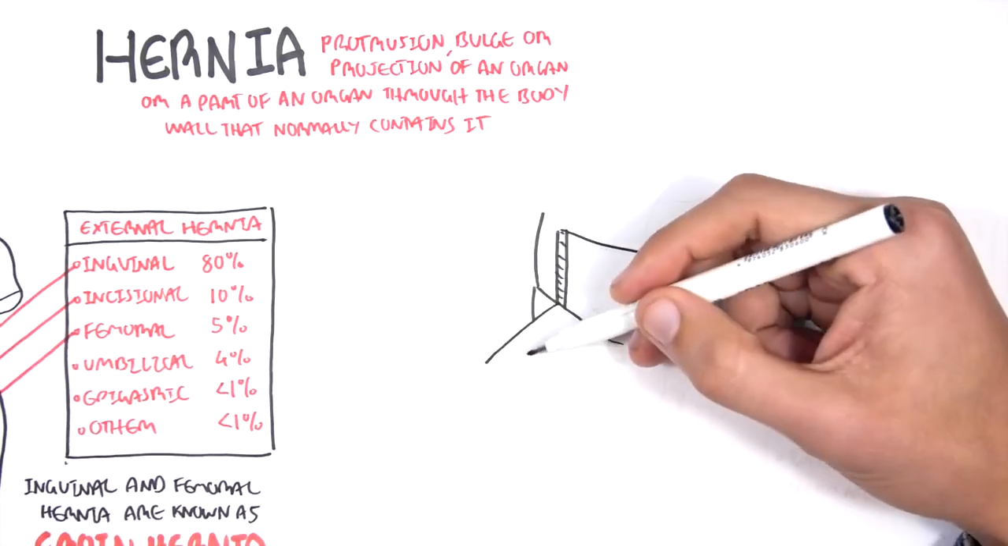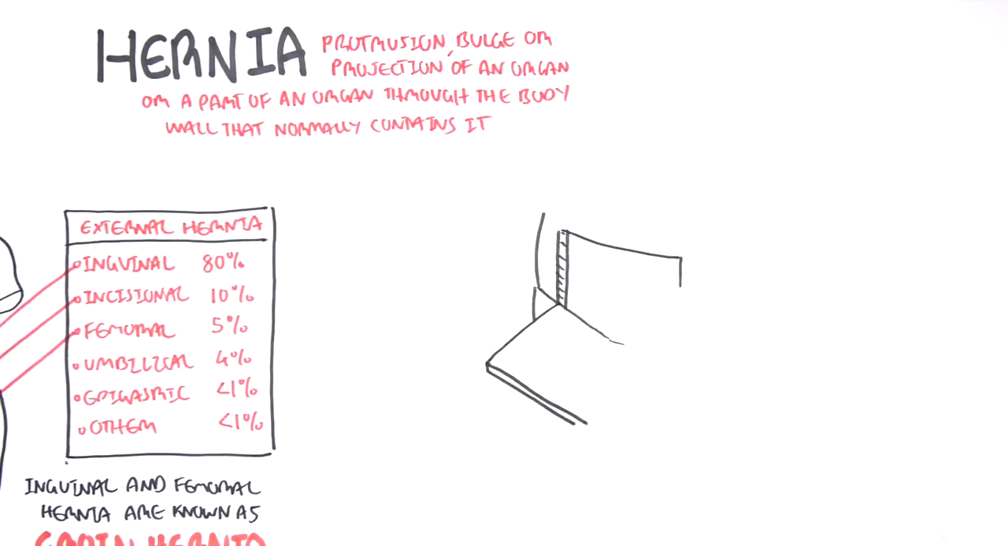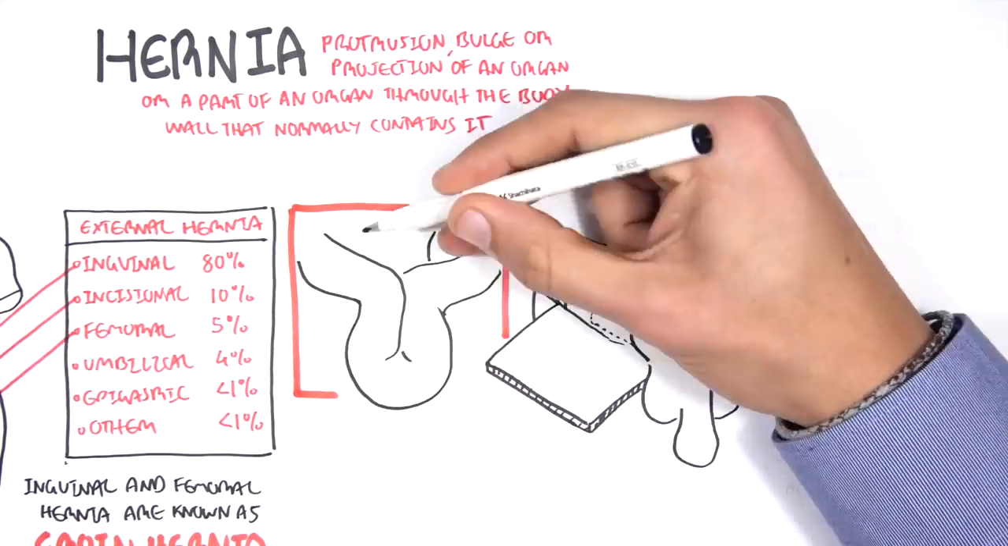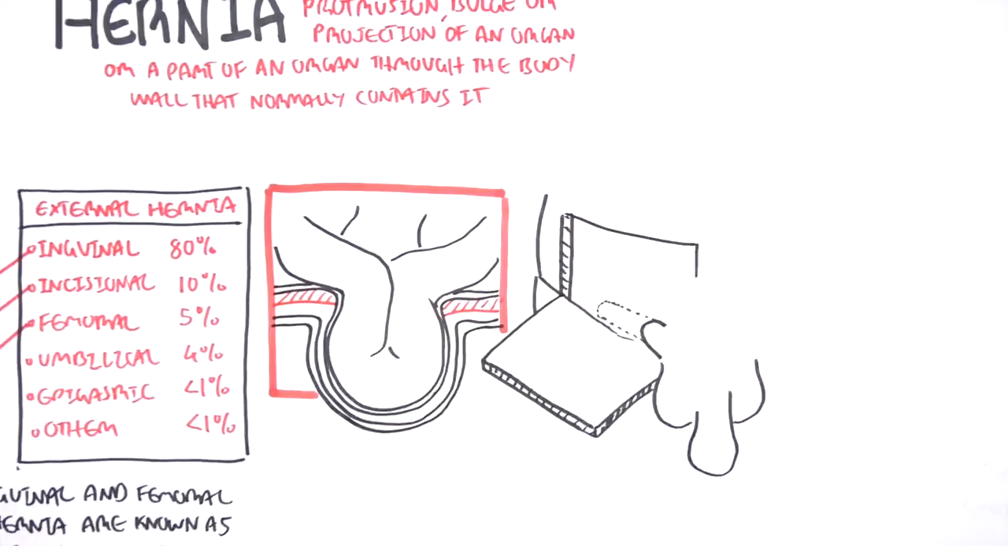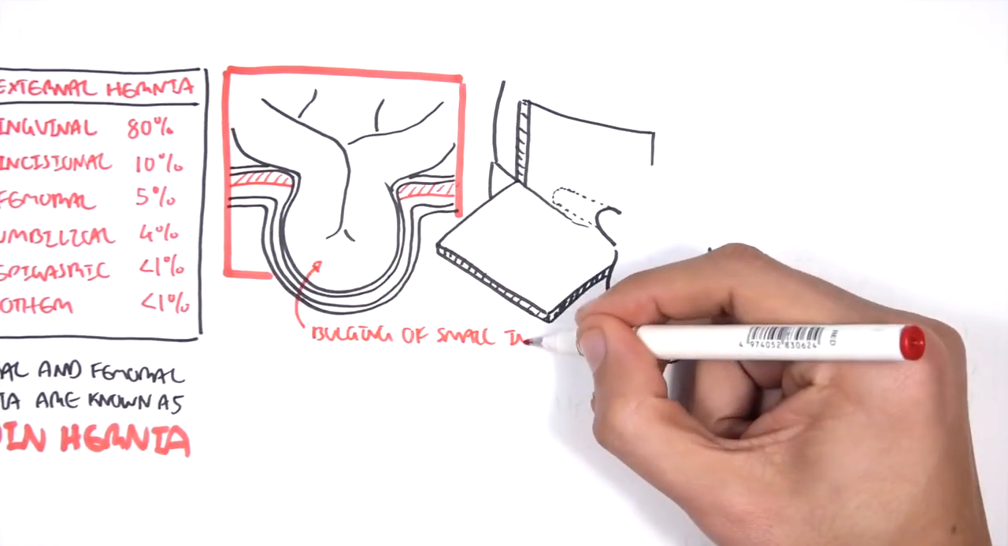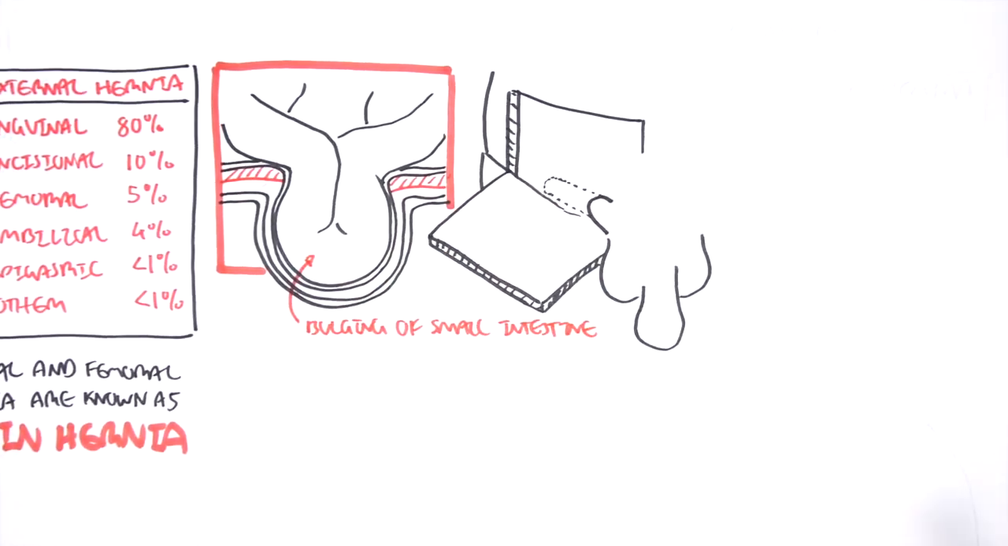So now I'm just going to draw the inguinal hernia as we saw before. And here's the intestine, which is bulging sort of through the abdominal wall, pushing against the abdominal wall. And here we have the same image of the right side of the groin area. And then we have hernias, the inguinal hernias.